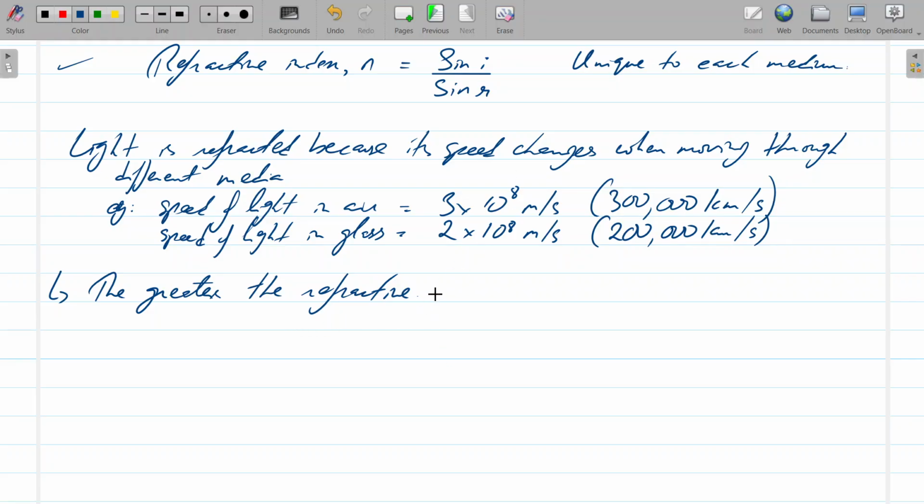And so the greater the refractive index of a medium, the more the light is bent. Is that clear? Yeah. Okay.